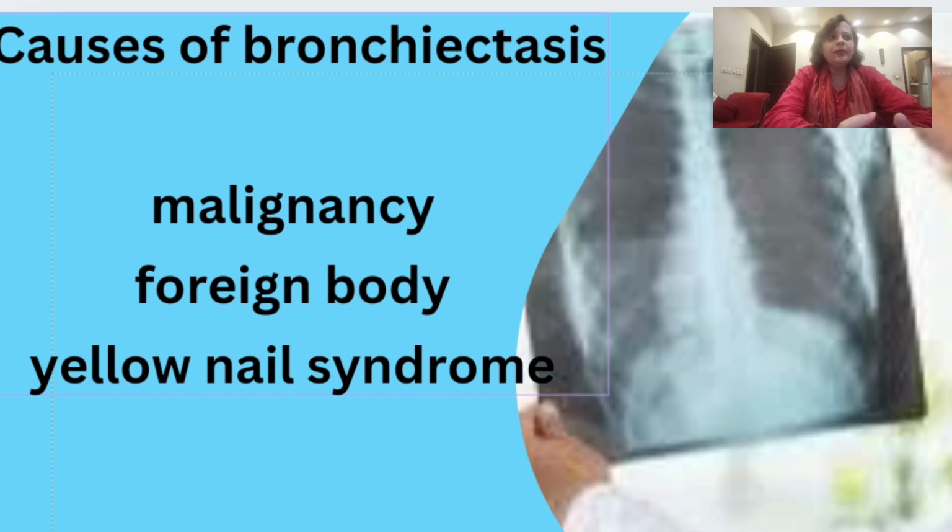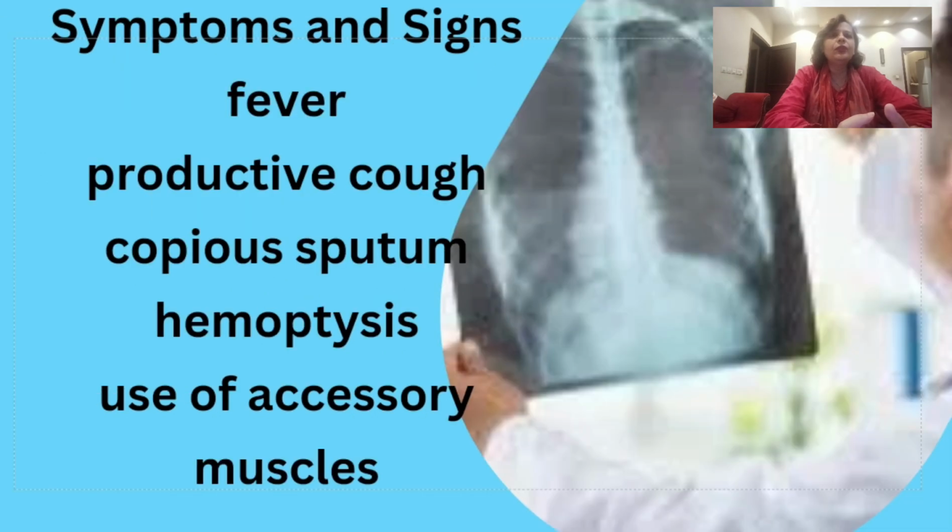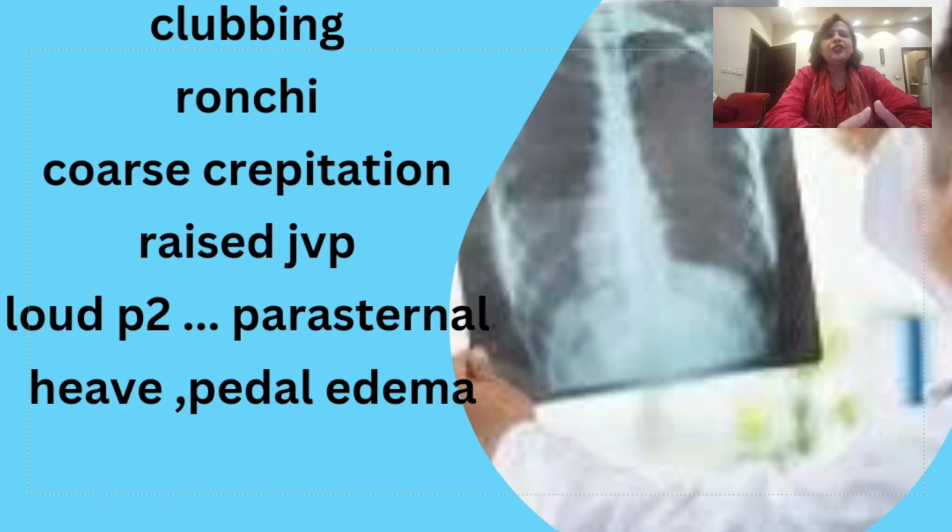Then any malignancy, any foreign body, and cystic fibrosis, in which there are thick secretions, can also lead to permanent dilatation of the bronchi. Symptoms and signs of bronchiectasis are, of course, breathlessness, fever, productive cough with a copious amount of sputum, hemoptysis sometimes, use of accessory muscles, and clubbing. If bronchiectasis is severe, it can lead to right heart failure, producing symptoms like raised JVP, loud P2, parasternal heave and pedal edema. And clubbing, of course, can also be present in bronchiectasis.